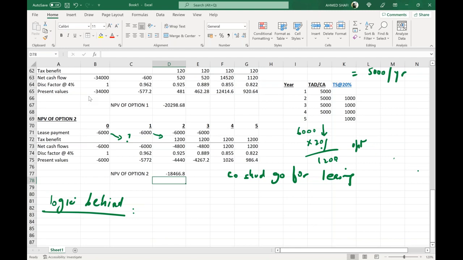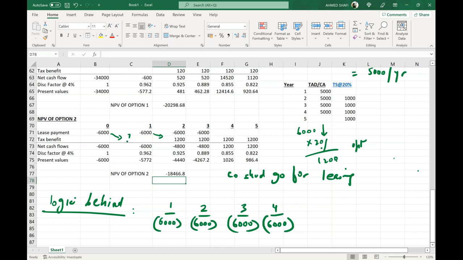You see, it's a 4-year life. And the lease payment is 6,000 per year. So officially the lease payment should have been like this: for year one, 6,000 cost, year two, 6,000 cost, year three, 6,000 cost, year four, 6,000 cost. Officially it should have been like this, because the lease payment is 6,000 per year.